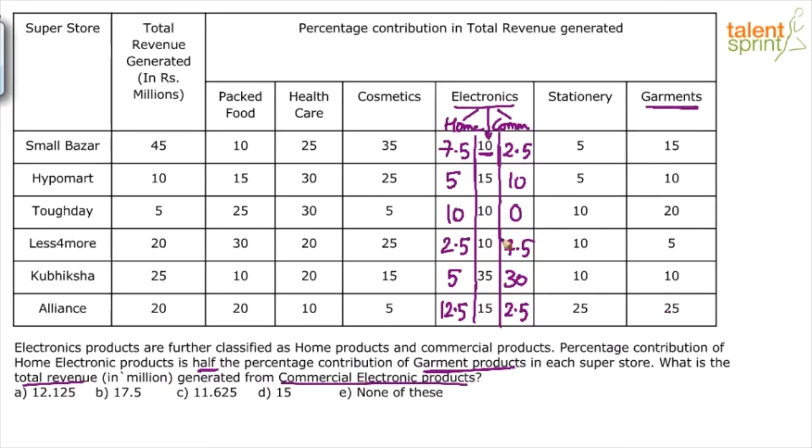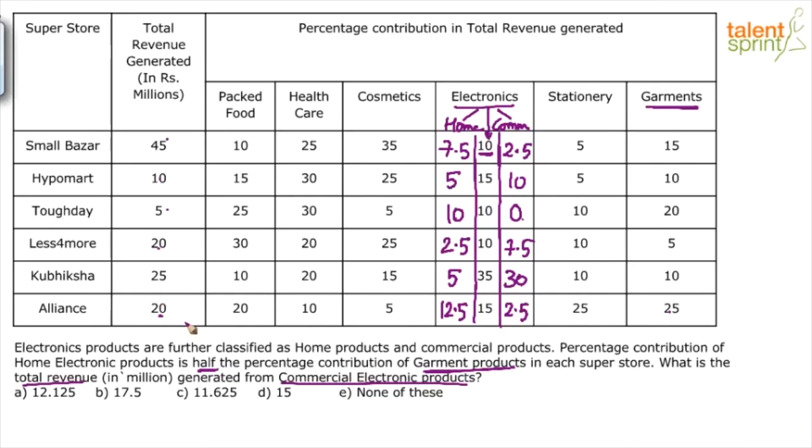See, these are commercial electronics products. Total revenue generated from commercial electronics products. So 2.5% of 45 plus 10% of 10 plus 0% of 5 plus 7.5% of 20 plus 30% of 25 plus 2.5% of 20. Of course, you will get that in millions, right? He's asking us to find that in millions. So do that calculation and you'll get the answer, right?